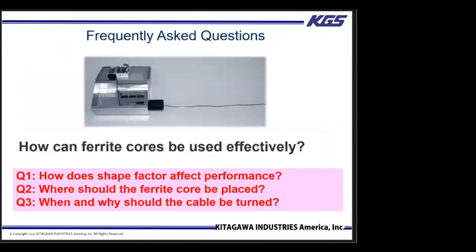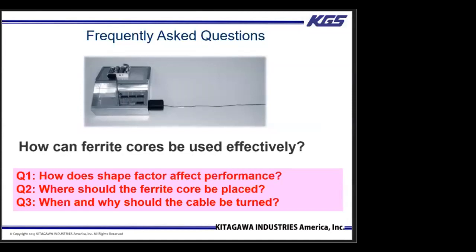We will discuss how the ferrite core can be used effectively based on these 3 questions, which we are often asked by our customers. Number 1 is the shape factor. Number 2 is the placement. Number 3 is the number of turns. The picture shows the experimental setup which we used earlier. We used this setup to test these 3 questions. The ferrite core is attached here on the cable.